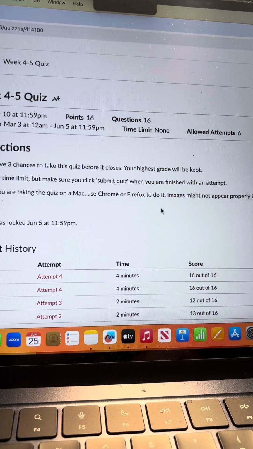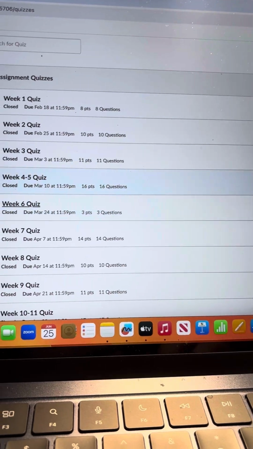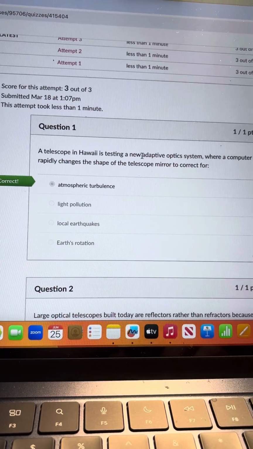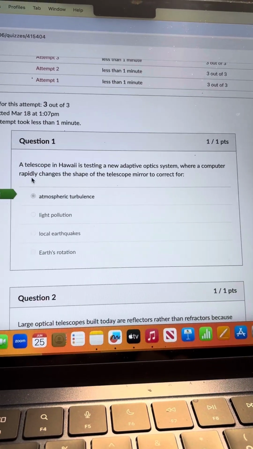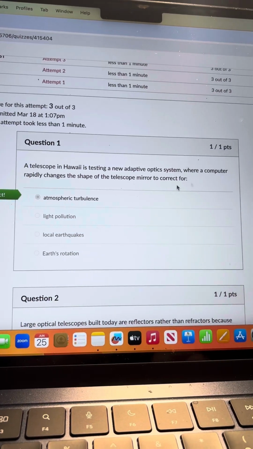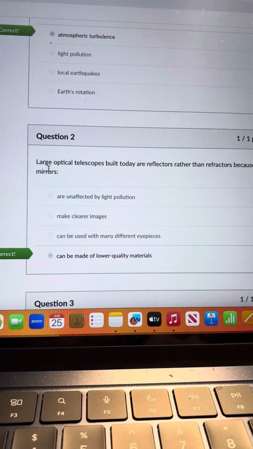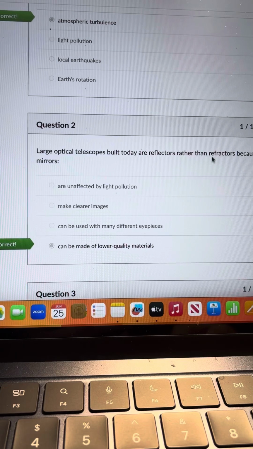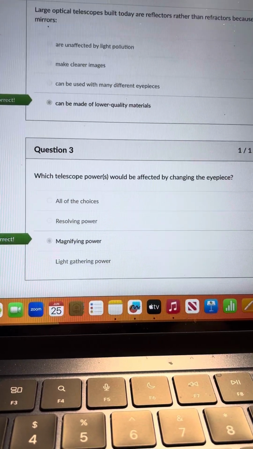And now let's move on to the week 6 quiz. A telescope in Hawaii is testing a new adaptive optics system where a computer rapidly changes the shape of a telescope mirror to correct for atmospheric turbulence. Large optical telescopes built today are reflectors rather than refractors because mirrors can be made of lower quality materials.